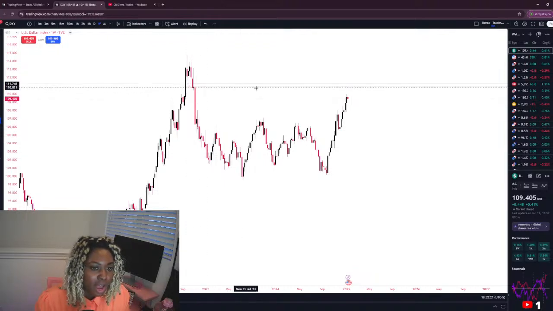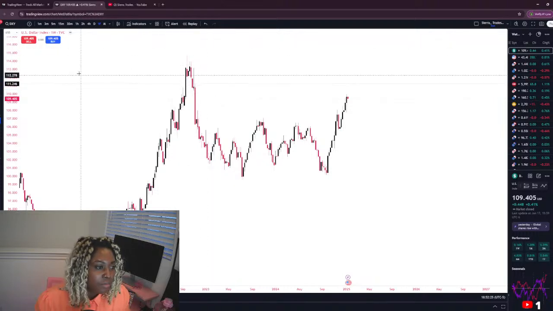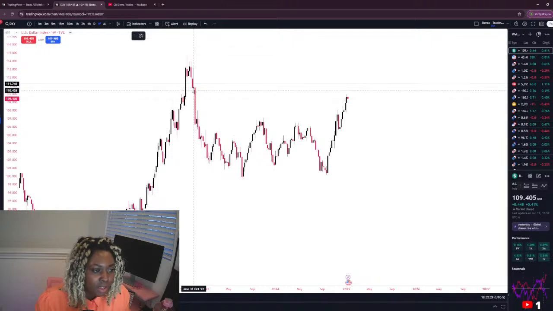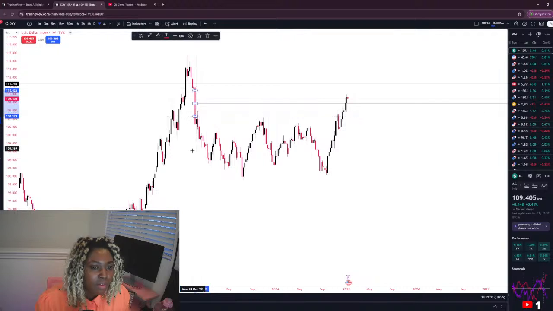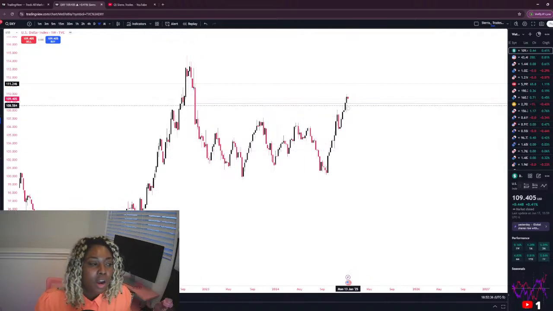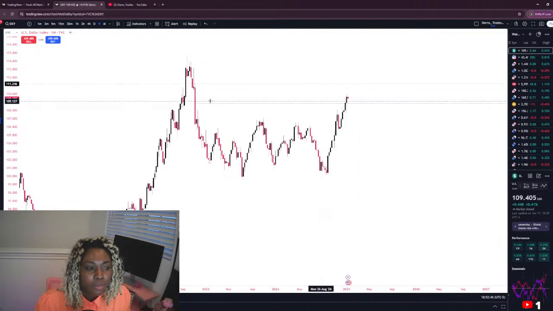And we have not hit it. I did not mark up the right fair value gap. I saw that gap, but this is the gap that I was talking about. Sorry. Okay. All right. So we are currently right at the 50% of this weekly fair value gap.